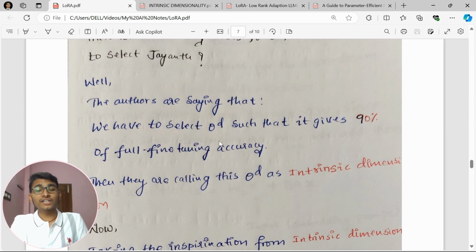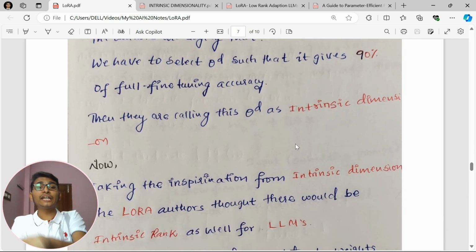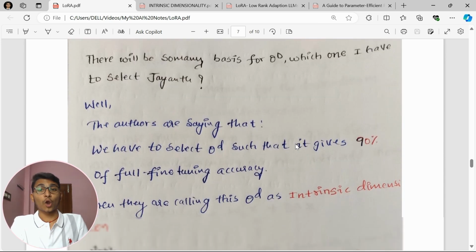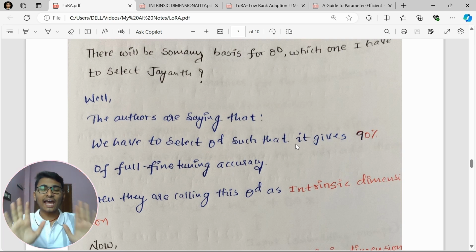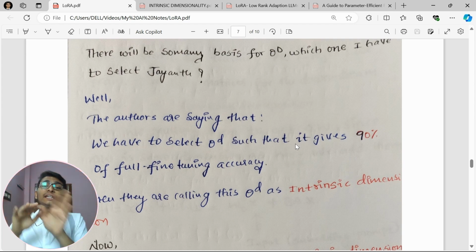But which one to consider? The authors are saying that we have to consider that theta small d which gives 90% of the accuracy of full fine tuning with all the 175 billion parameters. I have written here: we have to select the theta d such that it gives 90% accuracy of full fine tuning. I hope you understood. Now we call that theta d the intrinsic dimension. The takeaway from the intrinsic dimension concept is that for large language models, there exists a smaller subspace of parameters, nothing but weights, to optimize to get the 90% accuracy.